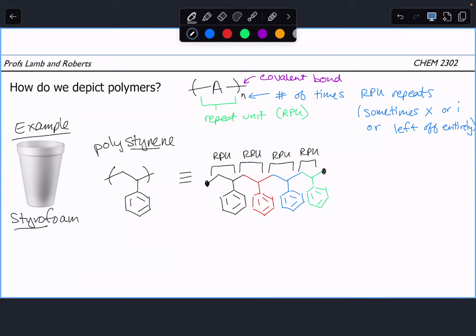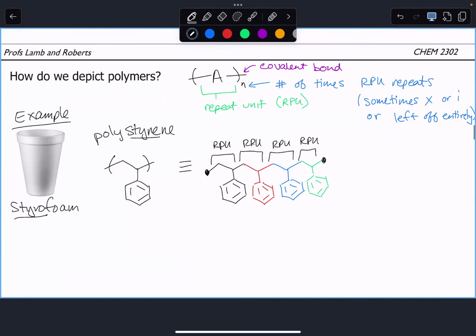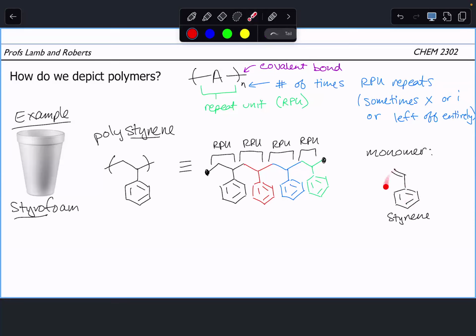This is called polystyrene because it comes from a monomer called styrene, which looks like this. So this is styrene. You can see that there are some structural similarities between this and our repeat unit. The difference is that this alkene, or olefin, the double bond in the monomer, is not in the polymer, because that was the part that we reacted.